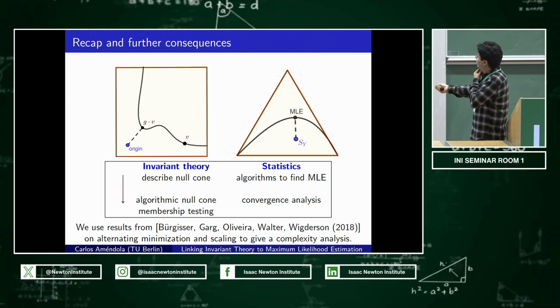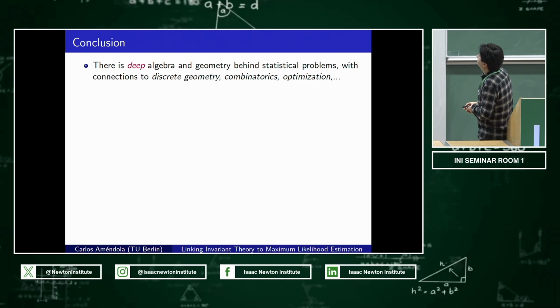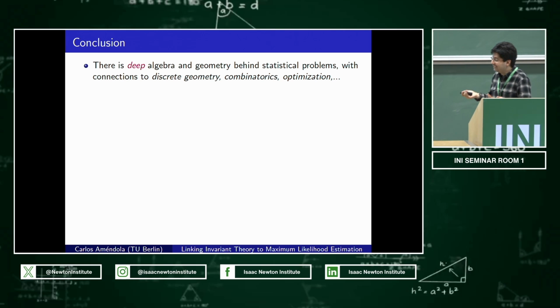you can see they have some complexity analysis on how well one can actually find certificates for the null cone membership problem, where one just asks: can you give me some evidence that this belongs to the null cone or not? And this can be done with polynomial time guarantees. And this means that we can translate this to statistics and talk about ways to know whether the MLE would exist or not. And so to conclude, this was just an example.